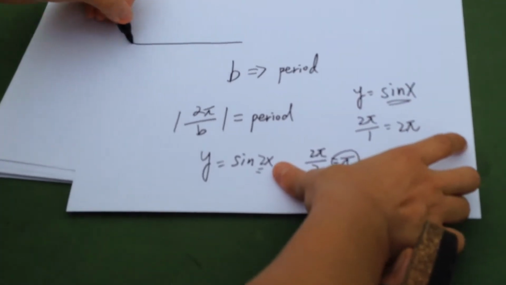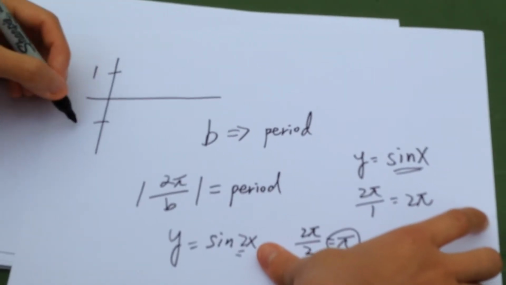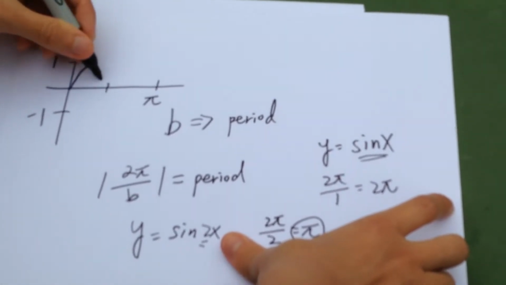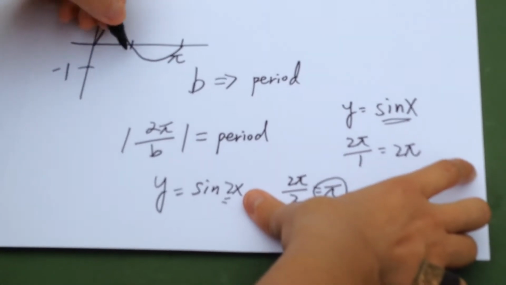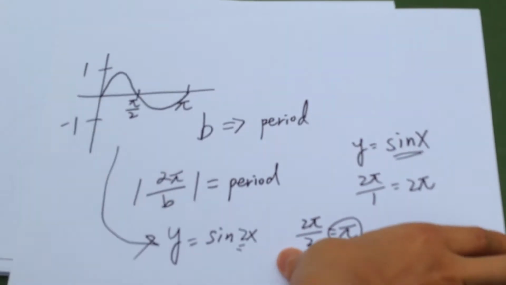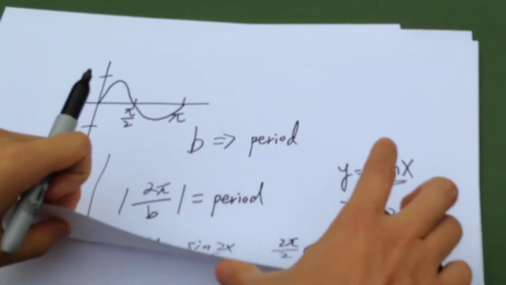So the new graph will look like this. And that would be half pi. That would be sine 2x. May I have a paper, please?